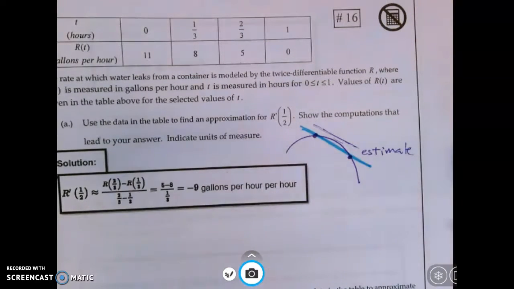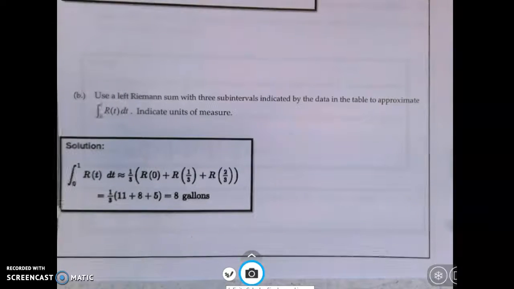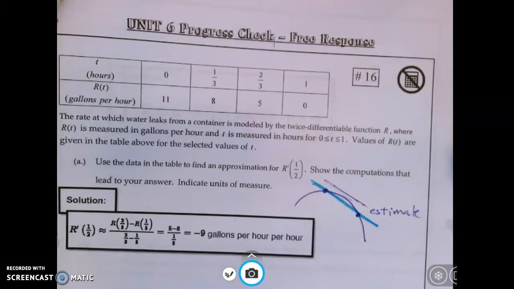All right, part 2, or part B. Use a left Riemann sum with 3 subintervals indicated by the data in the table to approximate the area under the curve, or the integral 0 to 1 of R of T. So whenever we see a table like this, we need to be considering the fact that we might be doing a left or right or even midpoint Riemann sum, depending on the data. And what we're talking about here is the left-hand Riemann sum.